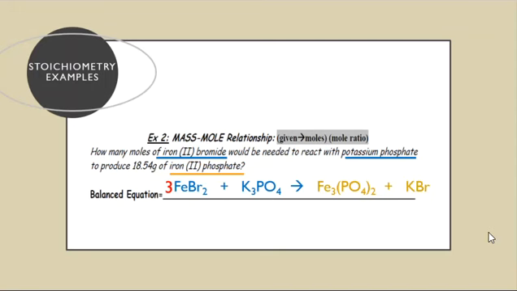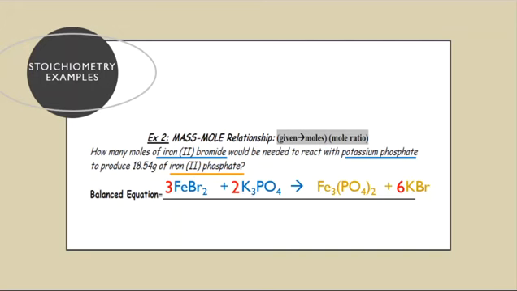And hopefully you can see that the only coefficients needed here are a coefficient in front of the iron 2 bromide. So that will make the atoms of iron equal. Balance those out. We have 3 on both sides. And then now, because we have 6 bromines, on the product side we need to put a 6 in front of the potassium bromide. Okay, and then finally, to make sure the potassiums are balanced, you will need to put a 2 as your coefficient in front of the potassium phosphate.